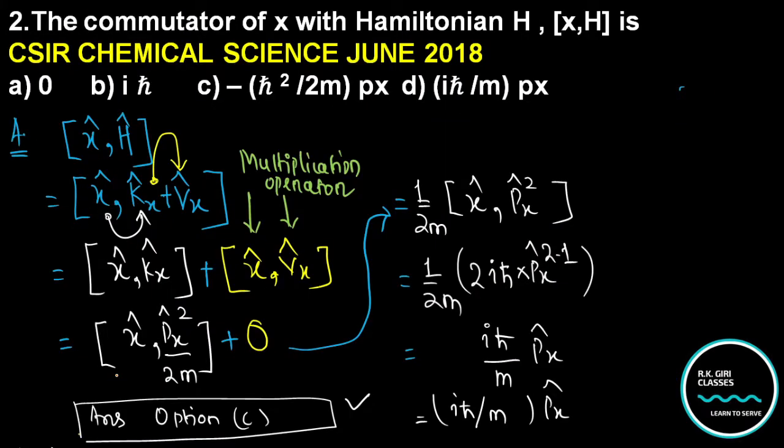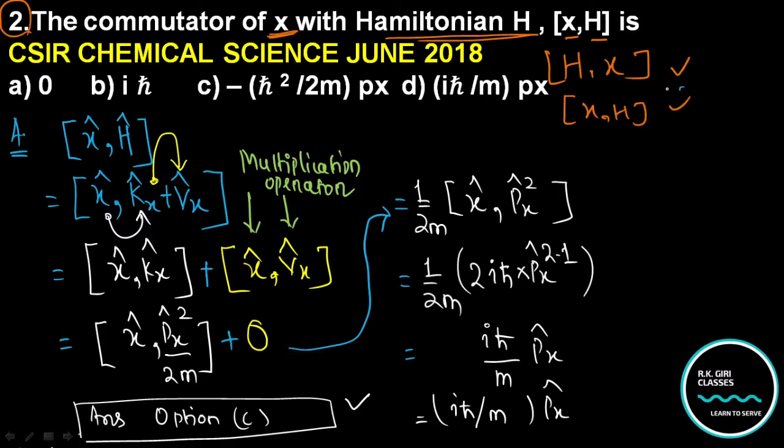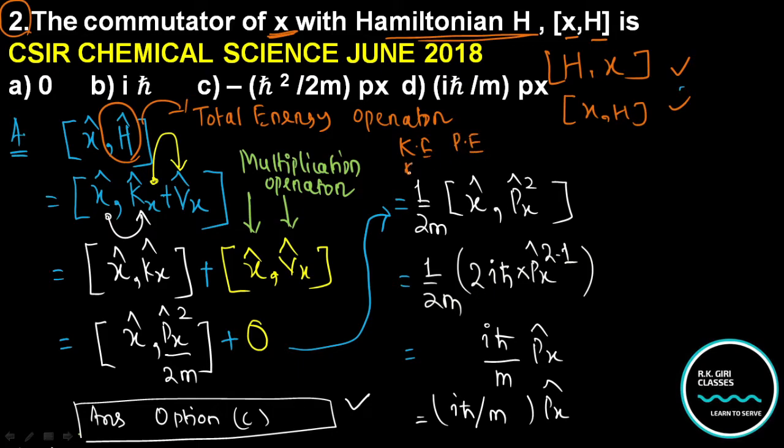Coming to the next slide. Now this is question number 2. The commutator of x with the Hamiltonian H, that is [x, H]. If it asks you Hamiltonian with x, you can represent it like this, but this is not the case. The Hamiltonian itself is the total energy operator. You have two types of energy operator in your observables, that is your kinetic energy and your potential energy, represented like this: K(x), and this is V(x).